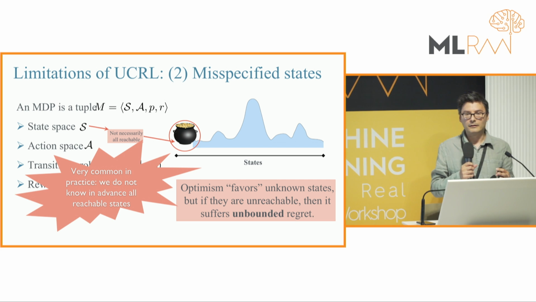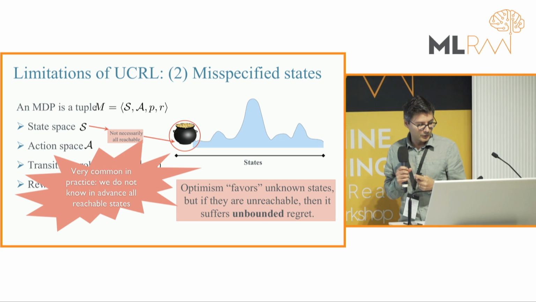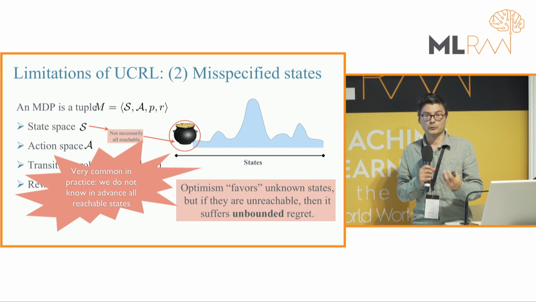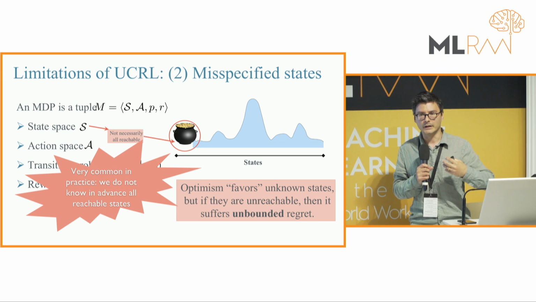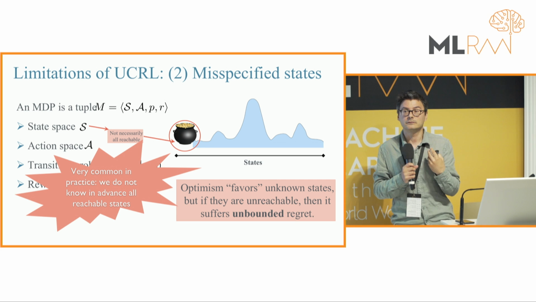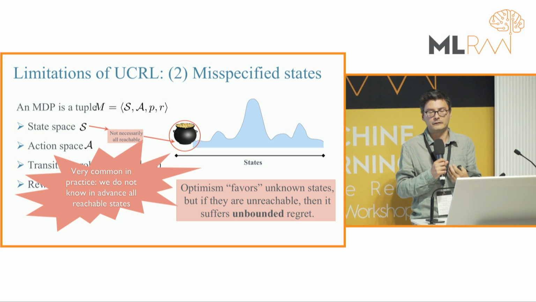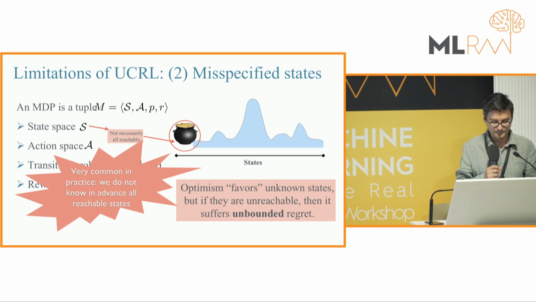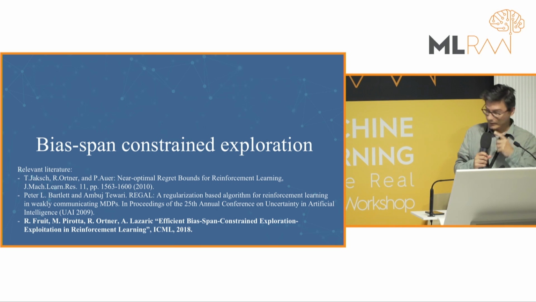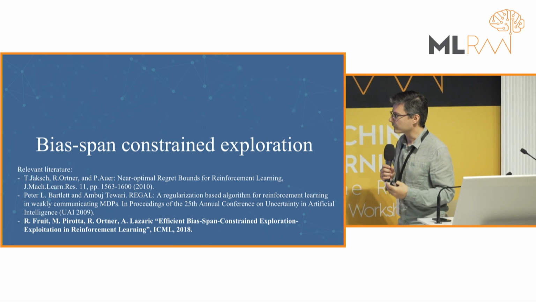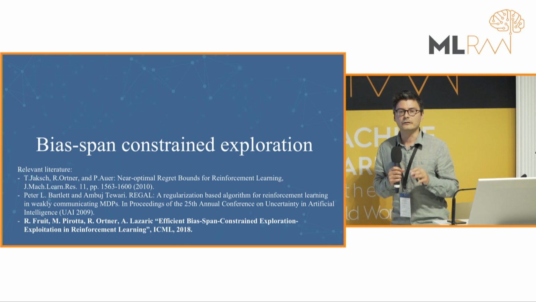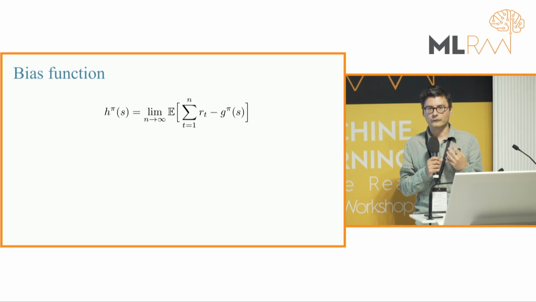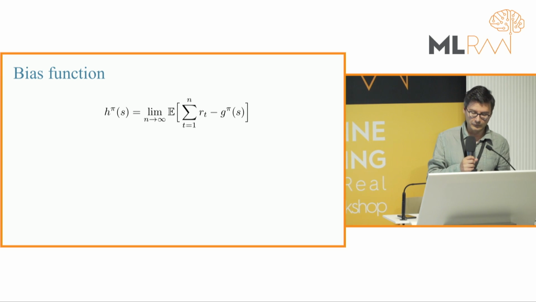Okay, so basically the second part now is going to be about trying to define what are the ways to approach these two limitations. One was the one of the diameter, and the other one is about states which are misspecified in the sense that they are provided as input to the algorithm, but they're not actually reachable. So the first one is bias-based constraint exploration, and it relies on some prior knowledge. And I will try to explain what is the form of prior knowledge that we require for this algorithm.